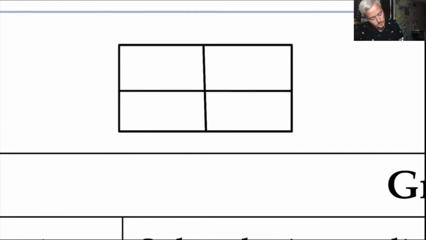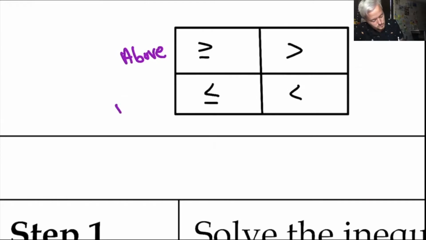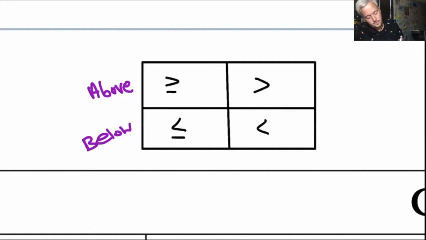All right, so if I have greater than or equal to, greater than, less than or equal to, and less than. So on the left side over here, this would be we shade above. And then down here, this would be if we shade below. Oh, my handwriting is so terrible. All right, and then up here on the top, this is if it's a solid line, and this will be if it is a dashed line.